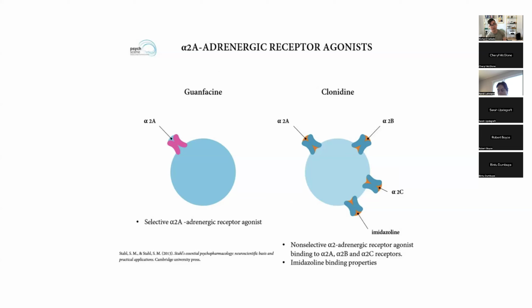Guanfacine has more drug-drug interactions because it's a 3A4 substrate. Clonidine is metabolized by multiple CYP enzymes, so there's less interaction, but guanfacine tends to be more selective, but it has more pharmacokinetic interactions because it's a 3A4 medication. All right, does that make sense?